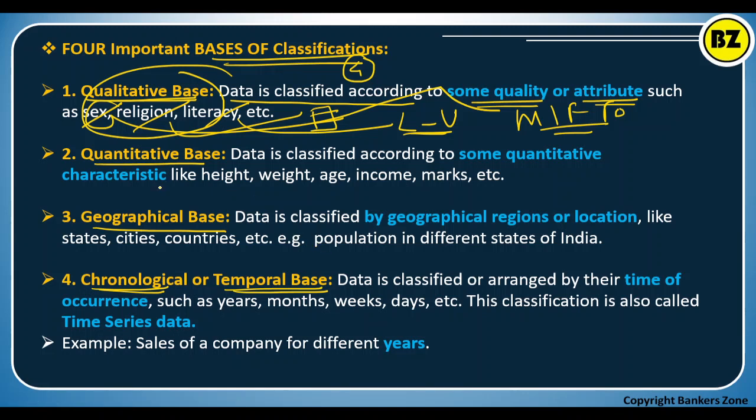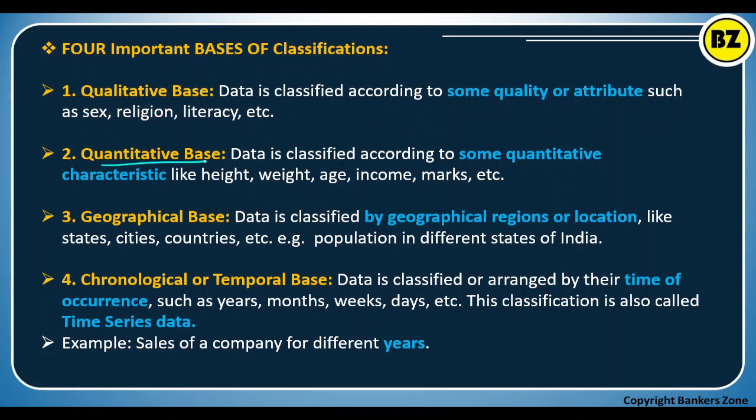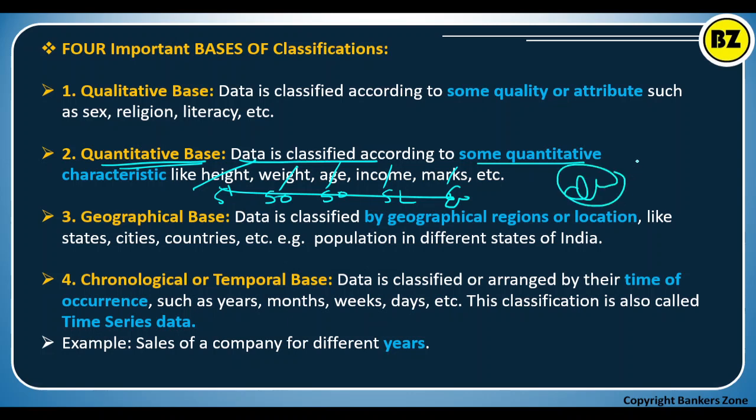Now, what is based on the quantity? Quantitative base means data is classified according to some quantitative characteristics. For example, height 5 feet, weight 50 kg, age 50 years, income 5 lakh, marks 80. So you are having some quantity. In the form of quantity you can segregate the data. So classifying based on the quantity is the quantitative base.